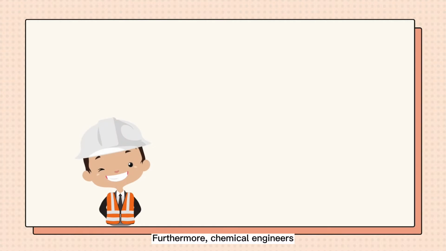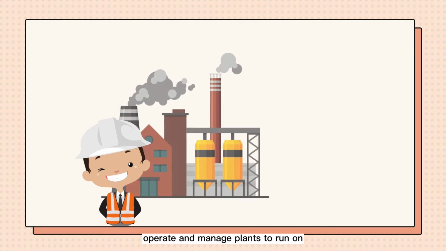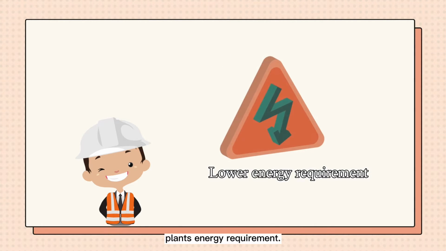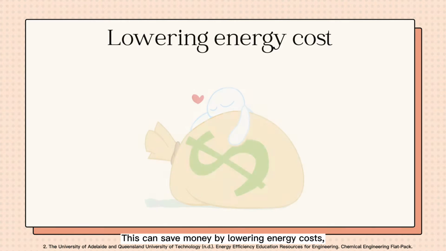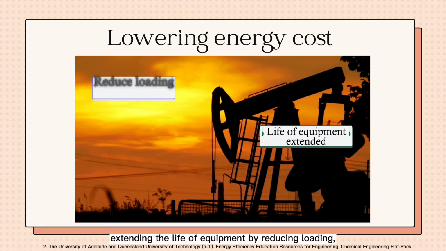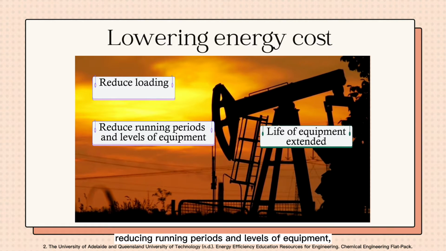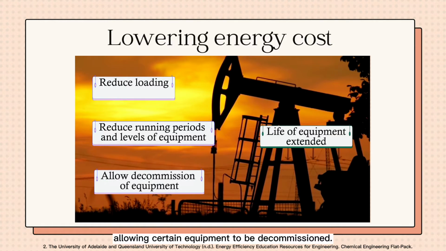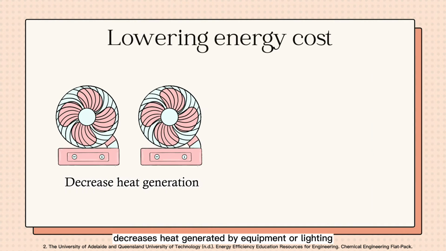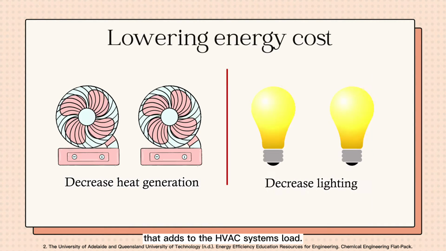Furthermore, chemical engineers operate and manage plants to run on significantly less energy by lowering a building's or processing plant's energy requirement. This can save money by lowering energy costs, extending the life of equipment by reducing loading, reducing running periods and levels of equipment, and even allowing certain equipment to be decommissioned. It also decreases heat generated by equipment or lighting that adds to the HVAC system's load.